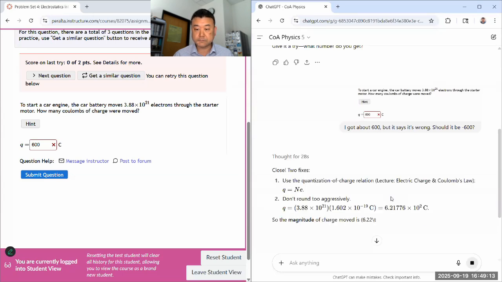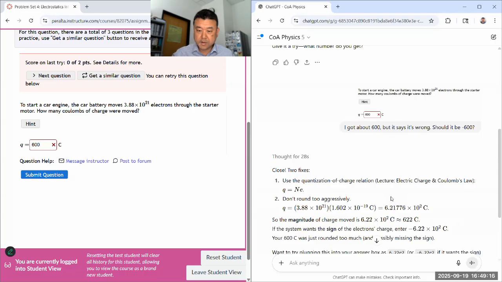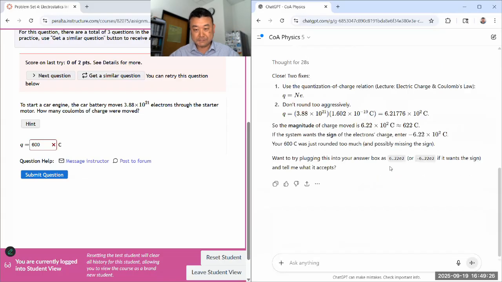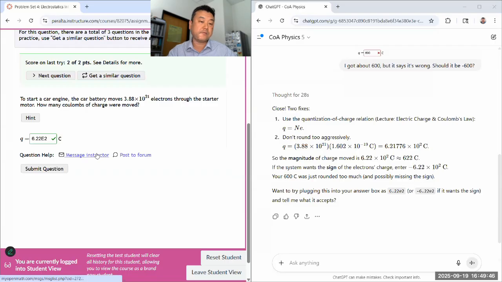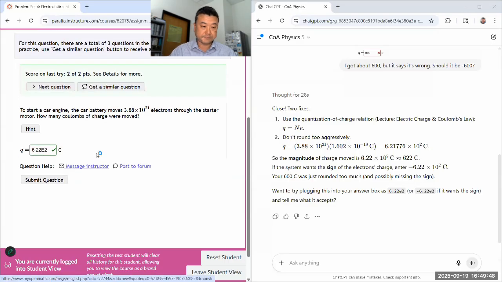2 fixes. Yeah, use that. Yeah, wow, it's using my rounding aggressively. I swear, I didn't see the chat, I came up with it on my own. Yeah, so it should be 622. Yeah. Oh, let me try the scientific notation. That should also work. The number type questions accept scientific notation as a matter of default. So, yeah.